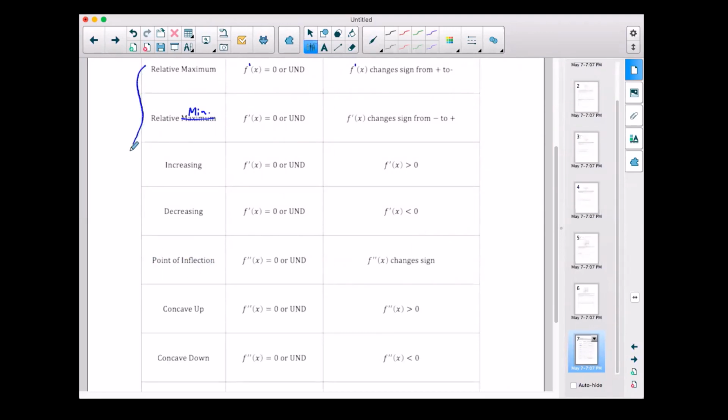So things like relative maximums, relative minimums, increasing and decreasing, all of those types of questions are going to be based off of the derivative, whether the derivative is positive or negative. But then things like points of inflection, concave up and concave down, those are going to be based off of the second derivative. So a point of inflection is anywhere on the graph where the second derivative changes sign. And then a graph is going to be concave up if the second derivative is positive, and concave down if the second derivative is negative.